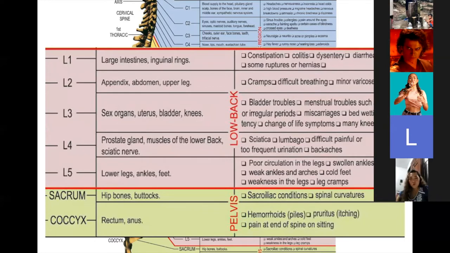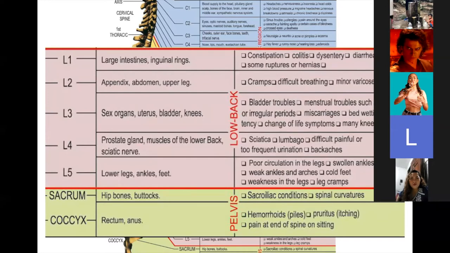Where is the nerve able to supply the knee? Is it able to contract the muscles in a coordinated fashion? Is it able to send nutrients, the blood supply, down, right? So these are the things that will happen when the nerve is not functioning properly. And if we look at L4, we have prostate gland, lower back muscles, and sciatic nerve.